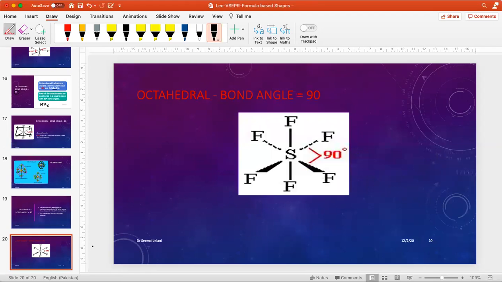Then we go to the angle. So this is the octahedral structure. You can draw it like this, right? You can draw the structure like this and you will get the octahedral structure. So these are the 5 basic shapes.